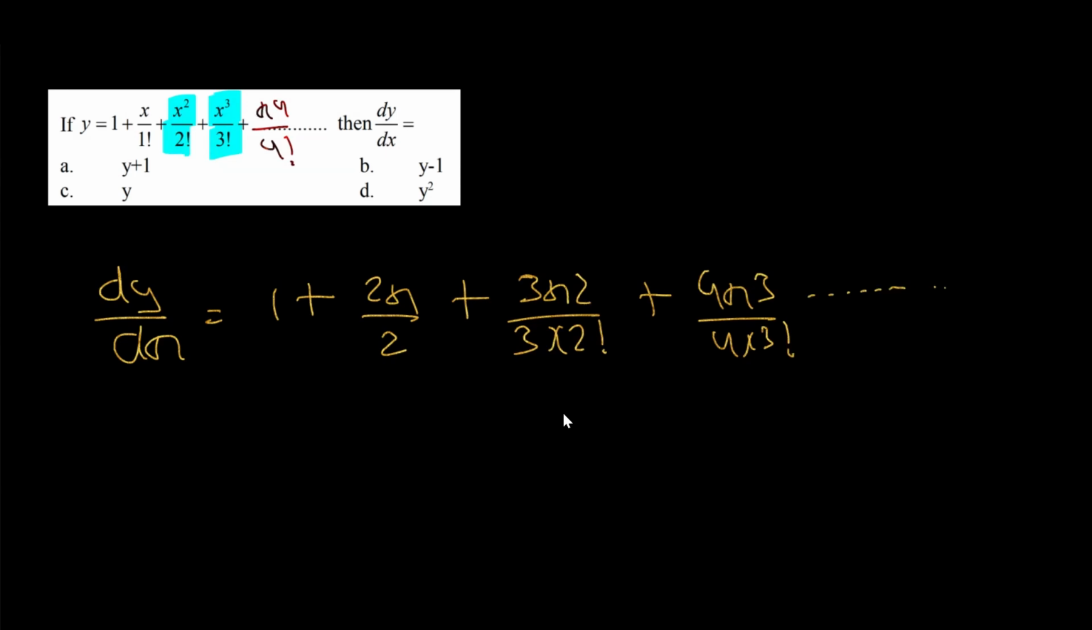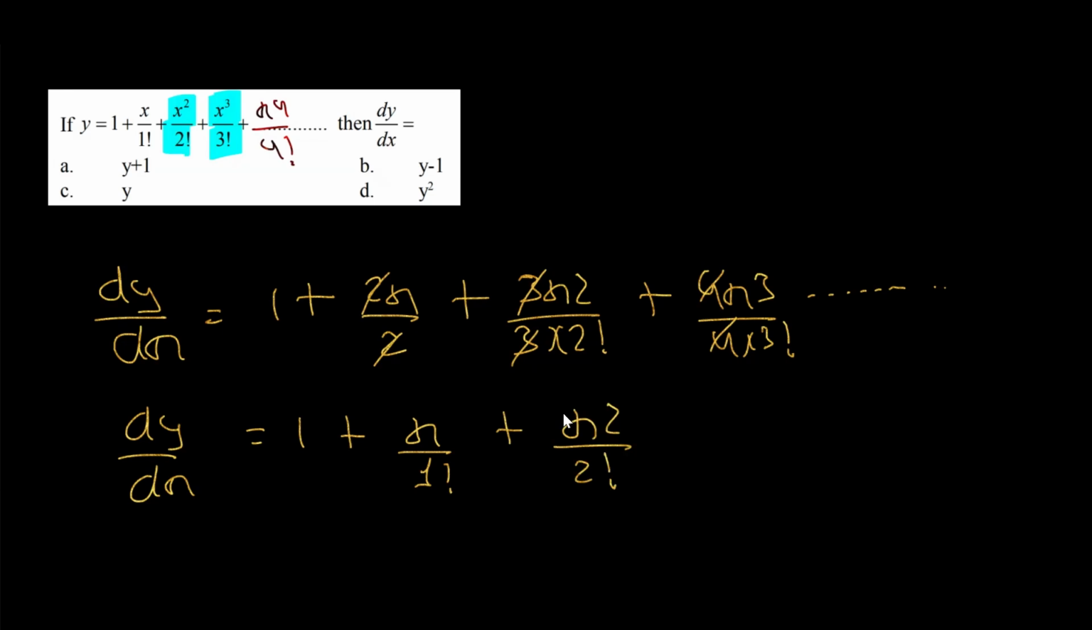Now we have to find dy by dx and choose the answer. So let's say if I reduce this, what we are getting, let's say this is 1. Can I write x as x over 1 factorial, because 1 is 1 factorial. This is x square over 2 factorial, and this is x cube over 3 factorial.